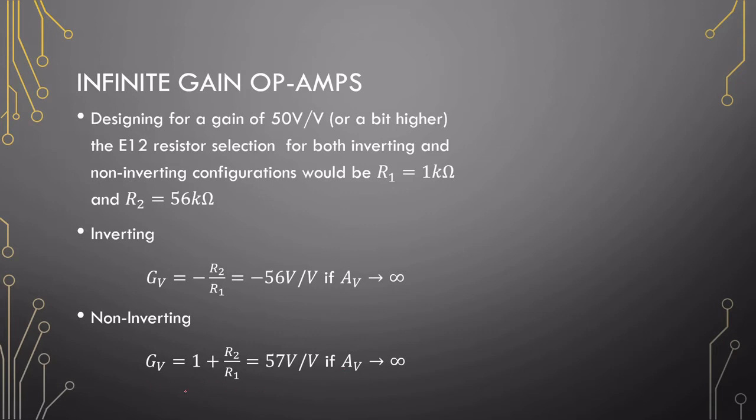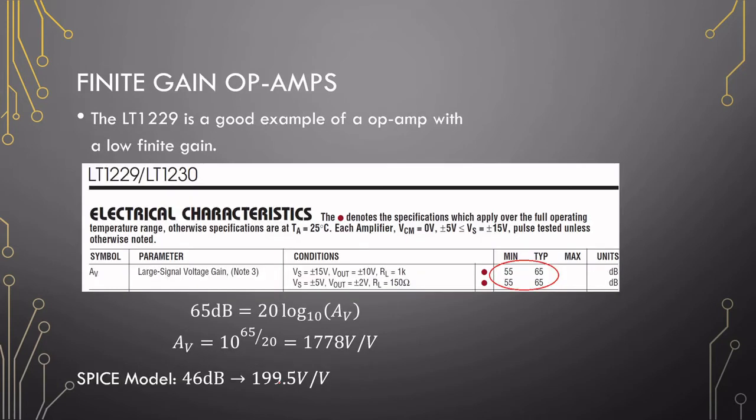Okay, for the non-inverting, you could also go for the 47K, which will place you at a gain of 48. Depends on the application, if you will choose upwards or downwards. So there is some resistor choices. Now, let's say we want to use the LT1229 op amp in this application.